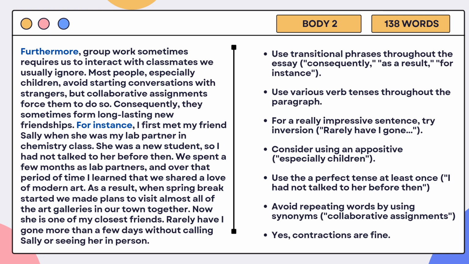I used various verb tenses throughout the paragraph. So it's not all in the past tense. I think I've got the simple present. I've got the past tense. I think I've got the past perfect tense in here as well. That's one of the reasons why you need the explanatory part.